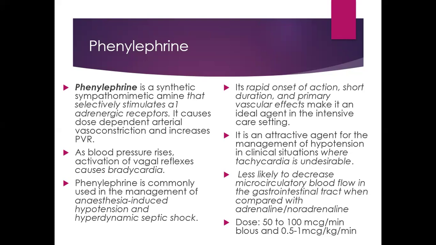I mean, high output septic shock. It has a rapid onset of action. The duration is short, and its primarily vascular effect makes it an ideal agent in the ICU setting. All right, like I mentioned, it's an attractive agent when you do not want tachycardia, but you want your tissue perfusion to be increased. You can give it at a dose of 50 to 100 microgram per minute as a bolus, and as a continuous infusion at 0.5 to 1 microgram per kg per minute.